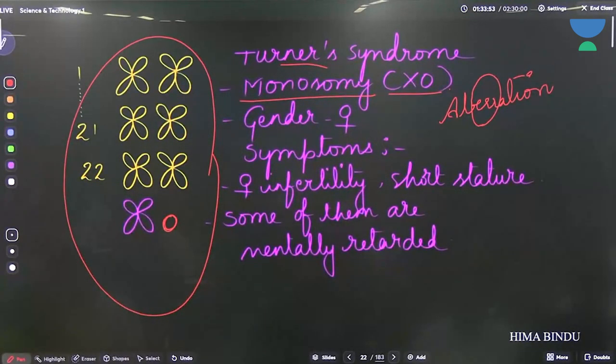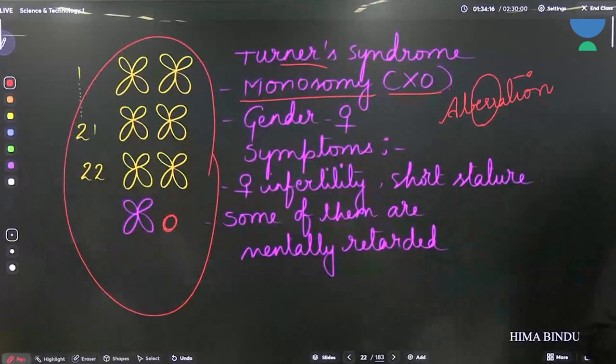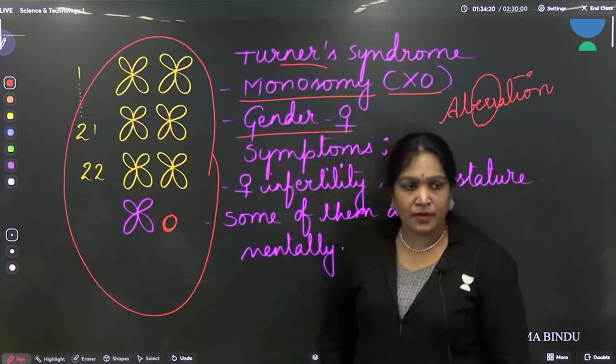Monosomy. You may feel biology terms are new or difficult, but they are the easiest compared to the terms of all the subjects, because we have some common root words. Mono means what? Somy is the suffix for chromosome. Monosomy means one chromosome. Instead of two chromosomes, there is only one. Monosomy of X chromosome. Is the name clear, and can you remember it? Then gender: female.